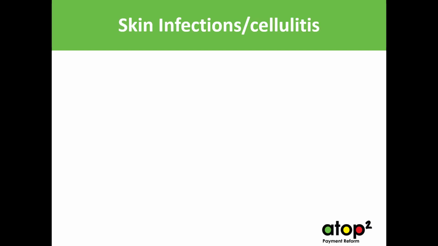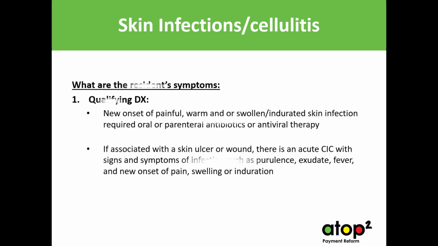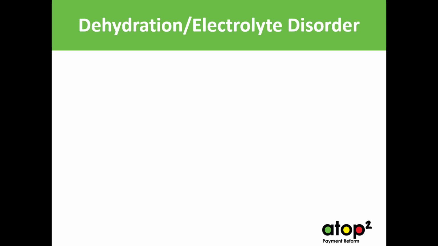Skin infection cellulitis. Qualifying diagnosis: a new onset of painful, warm, and or swollen indurated skin requiring oral or parenteral antibiotics or antiviral therapy. If associated with a skin ulcer or wound, there must be an acute change in condition with signs and symptoms of infection, such as purulence, exudate, fever, and new onset of pain, swelling, or induration.